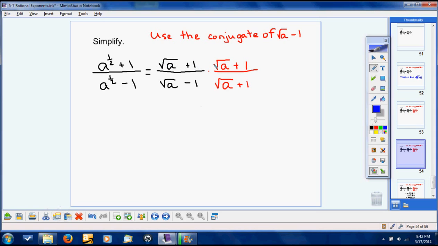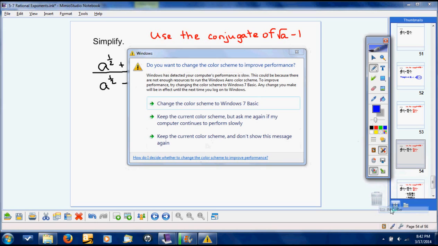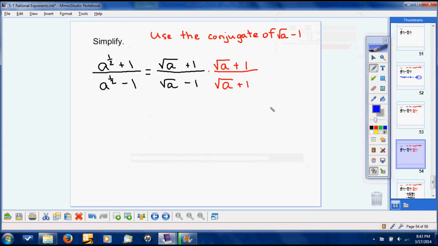The numerator is actually a two-part expression times a two-part expression, so we're going to have to use something like FOIL. We need to multiply using a FOIL-like method: first, outer, inner, last. You multiply this square root of a times both of these, and this 1 times both of these. Then you multiply this square root of a times both of these, and this negative 1 times both of these. Alright, so let's do that.